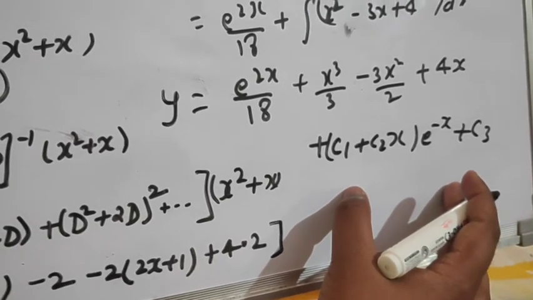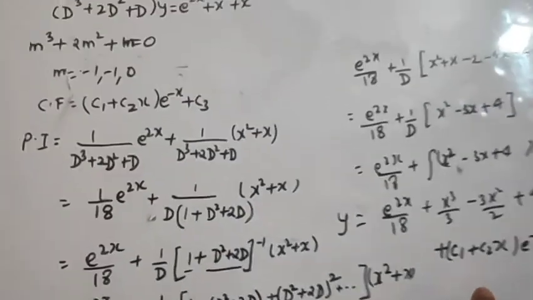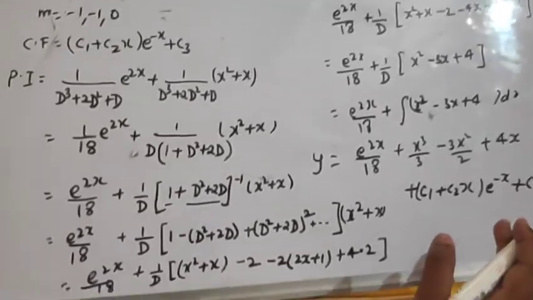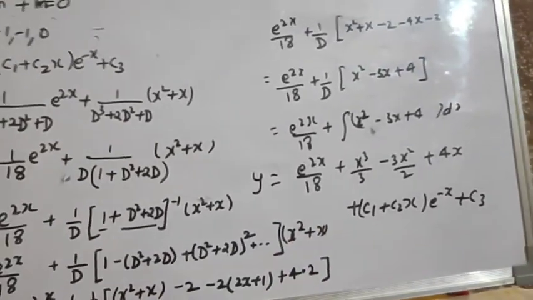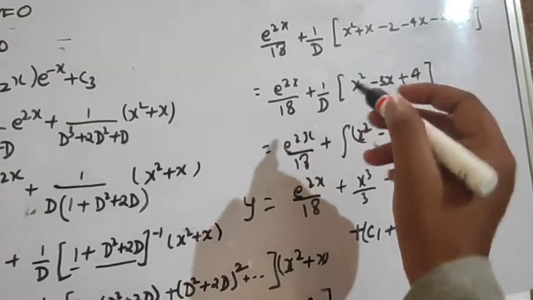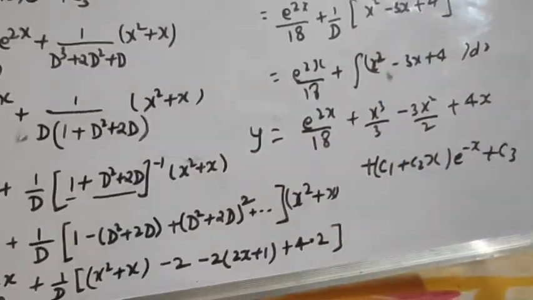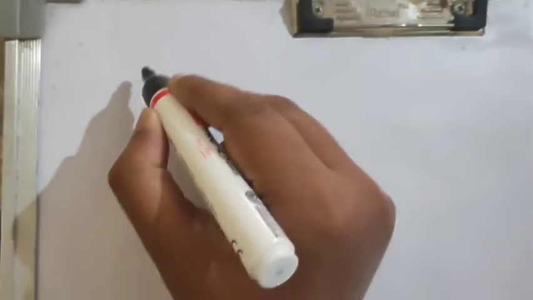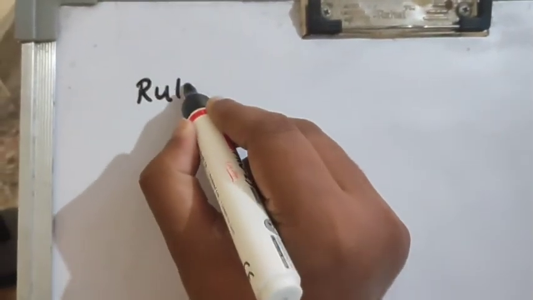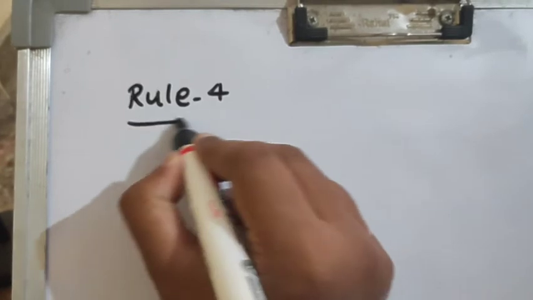Okay, so I hope you understood this question. Easy one, just the expansion which made it lengthy, and 1 by d wherever you see, that means you need to integrate whatever is inside that. Now coming to rule number 4, the final rule for the day. If there are some more rules, we'll take that separately as a question, because this lecture has already become lengthy.